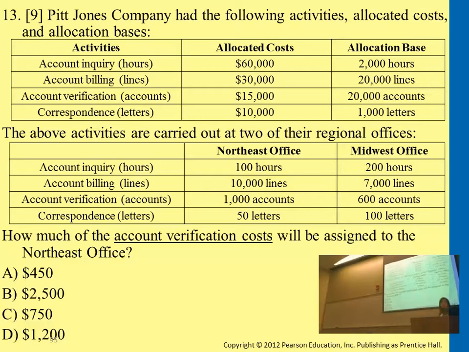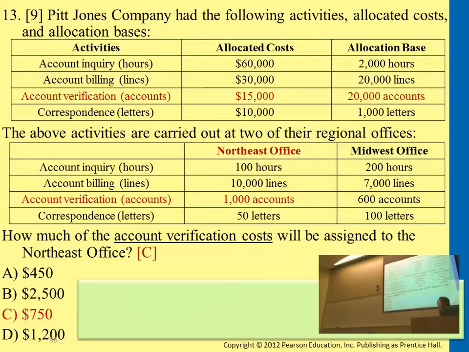Okay, now number 13, for those who have BD versions, number 9. This company has a whole list of activities happening and allocated costs, allocation basis. But really the question is only asking you about the account verification costs. Only one particular activity, and how much cost will be assigned to one office, the Northeast office.